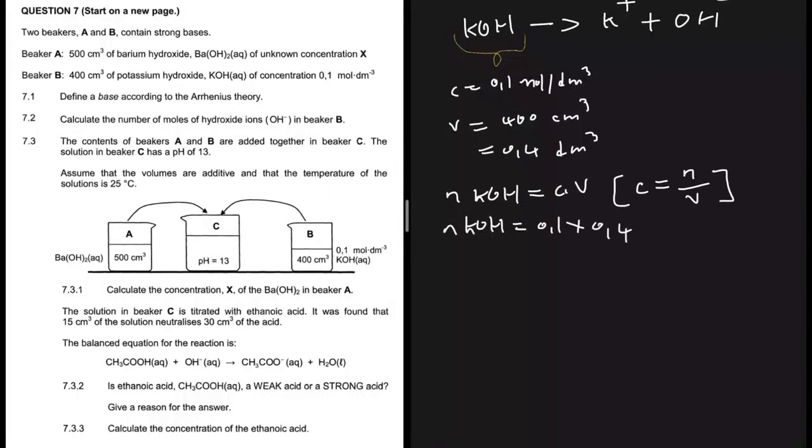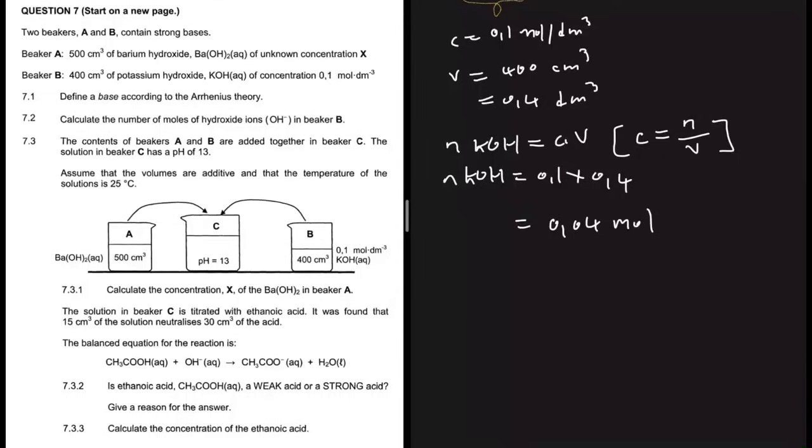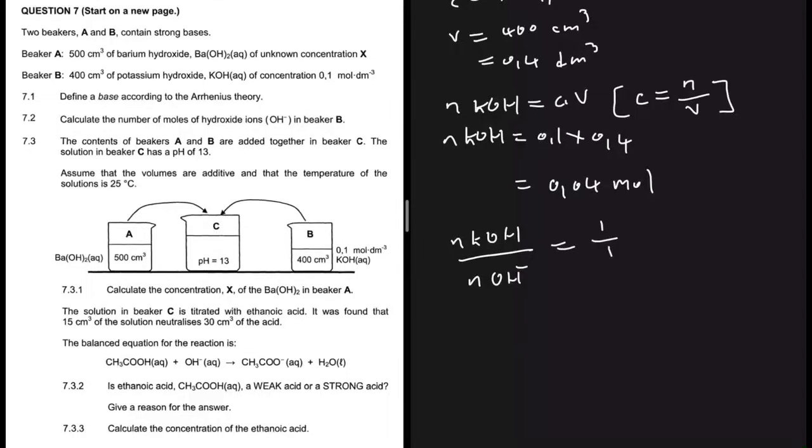0.4 decimeter cube. This will give us 0.04 moles, right? And then now we can use this number of moles of KOH to determine the number of moles of OH minus, right? So we're gonna say the number of moles of KOH divided by the number of moles of OH minus is equal to 1 divided by 1, because that's the balancing coefficients. So basically the number of moles of OH minus is just equal to the number of moles of KOH, which is equal to 0.04 moles.